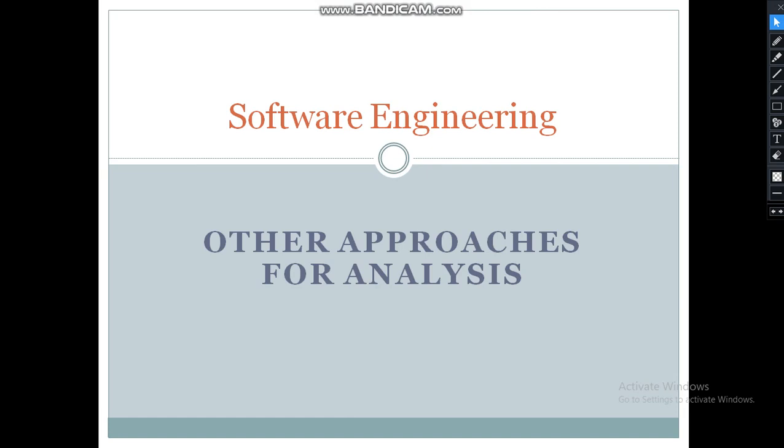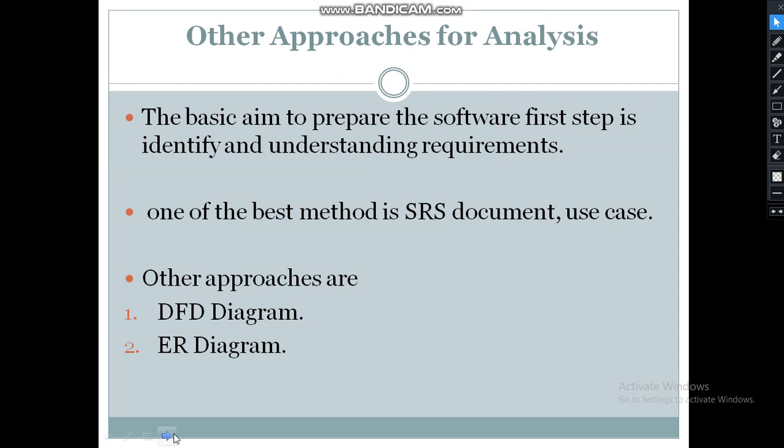Today we are discussing other approaches for analysis in software engineering. In the previous session we discussed the use case diagram and the SRS document. SRS and use case are the main methods for analysis and representation of requirements. So today we are discussing the remaining approaches for analysis.